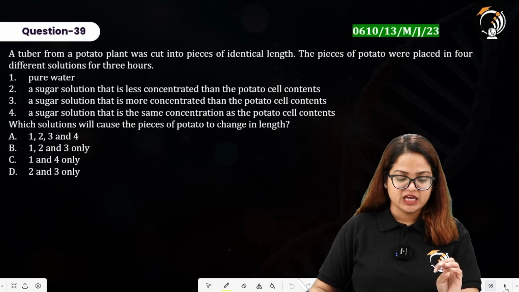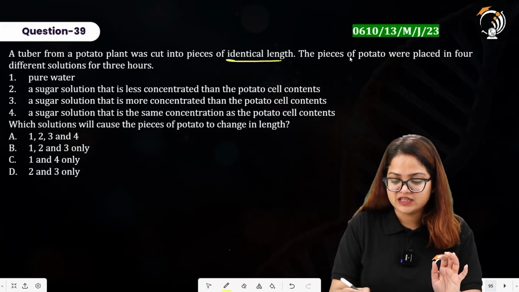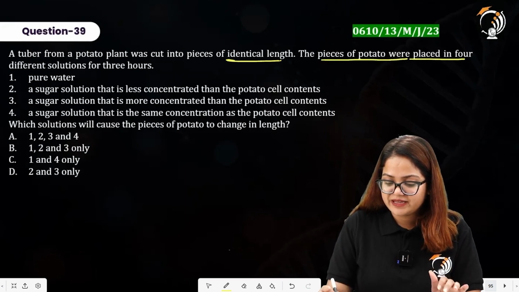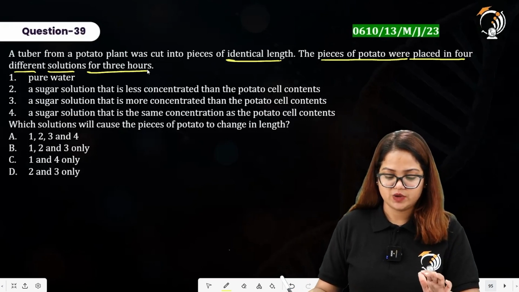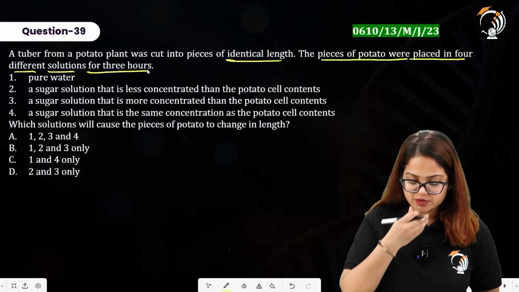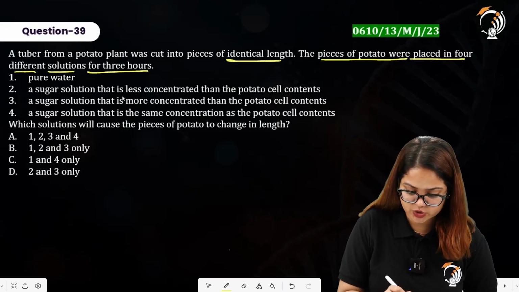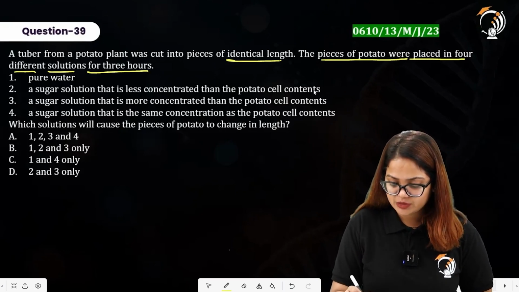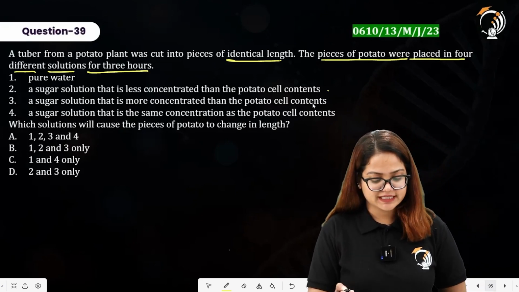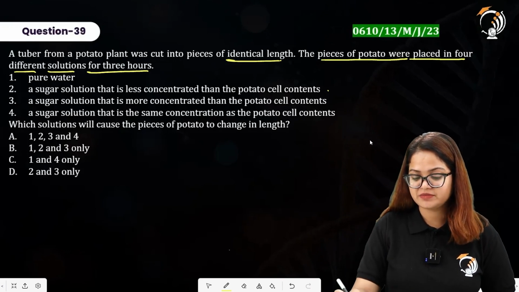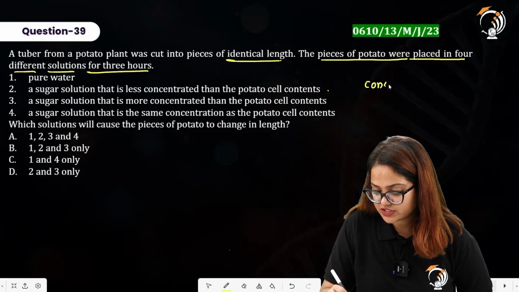A tuber from a potato plant was cut into pieces of identical length. The pieces of potato were placed in 4 different solutions for 3 hours. Alright. When it was placed in pure sugar, pure water, then it was placed in sugar solution that is less concentrated, then a sugar solution that is more concentrated than the potato cell contains, and a sugar solution that is the same concentration as the potato cell contains.